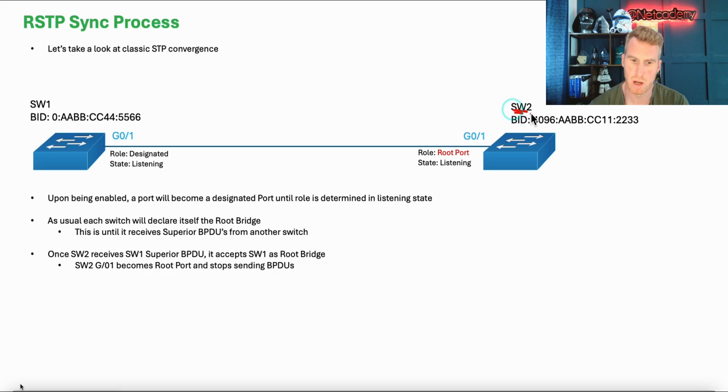When SW2 knows that SW1 is the root bridge, it immediately moves its Gig 0/1 interface into a root port role. It's still listening on both ends of the link, but the interface on SW2 is now a root port, because it's the lowest cost to get back to the root bridge, i.e. back to SW1. It also stops sending any BPDUs. In STP, you don't send BPDUs out of your root port unless there is a topology change. For initial boot up and start of the STP process, there would be no more BPDUs being sent out of that root port.